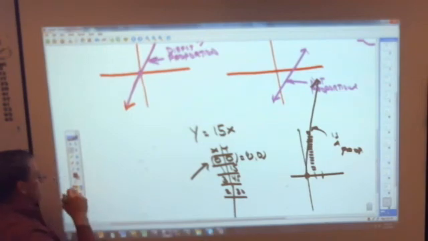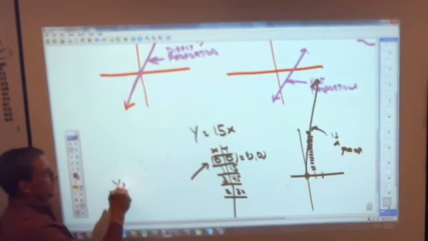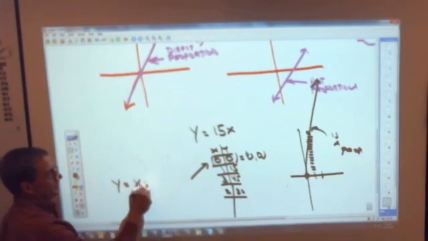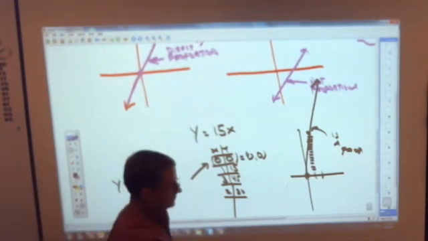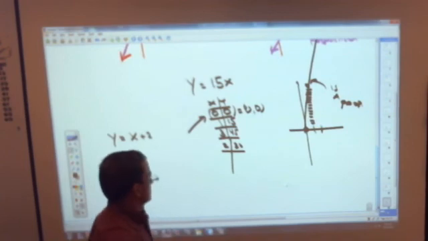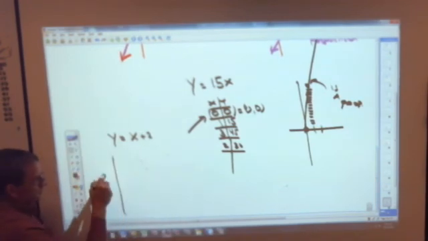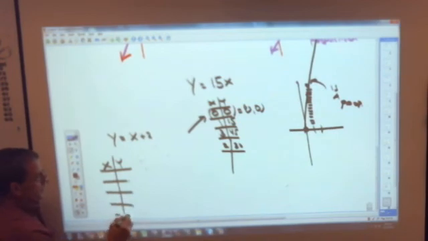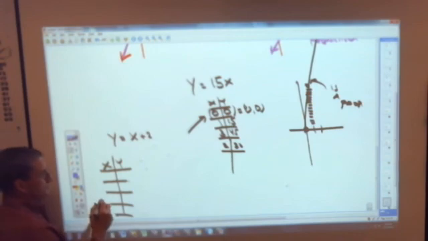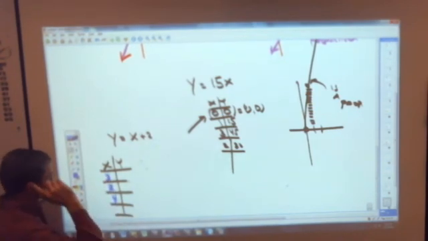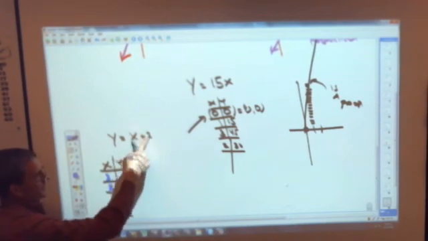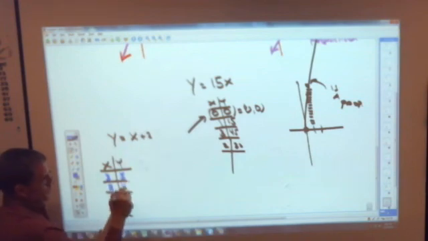One more just for fun. What if my equation was y equals x plus 2? Remember graphing this? I get to pick my x numbers. What numbers can I pick? Give me 3 numbers for x. Make them easy. 3, 2, 4. If I take 3 and add 2 to it, I get 5, right? 2 plus 2 is 4. 4 plus 2 is 6.